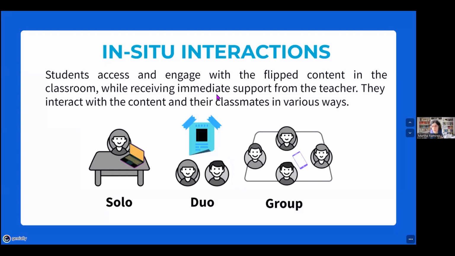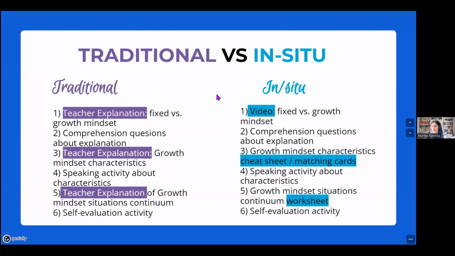Okay, so that's the in situ. And I want to give you an example of what it looks like. So let's say I'm taking a traditional lesson where I explain a concept, and this is an example from my growth mindset course. This growth mindset course is divided into six activities. So imagine I'm doing it through direct instruction.